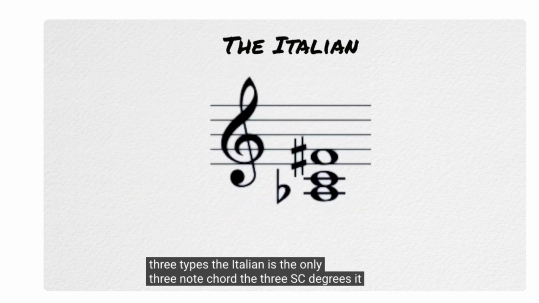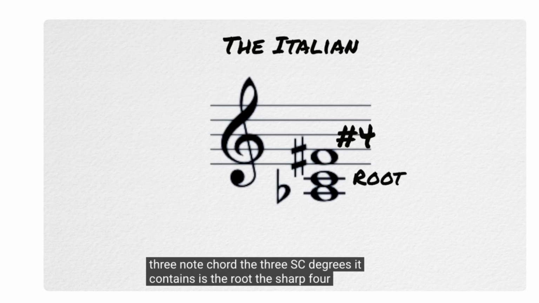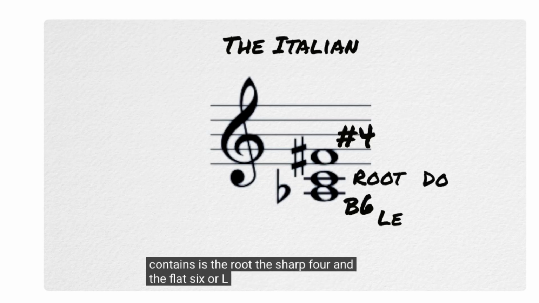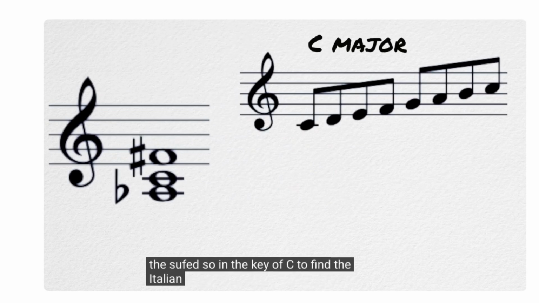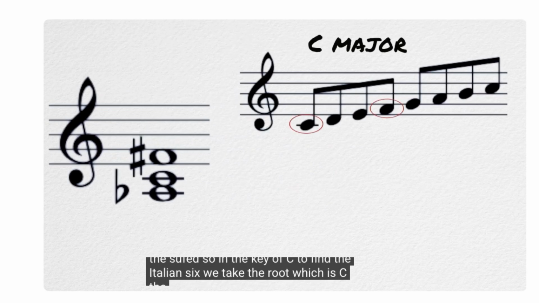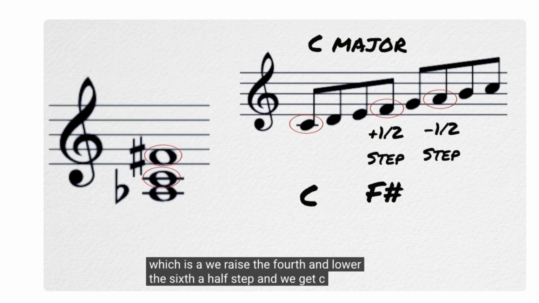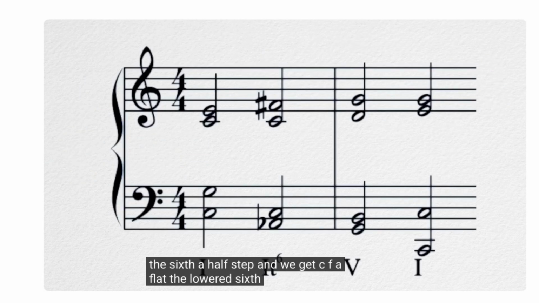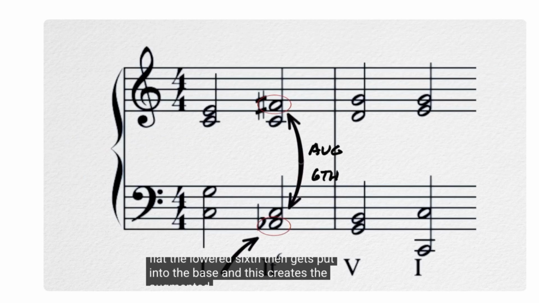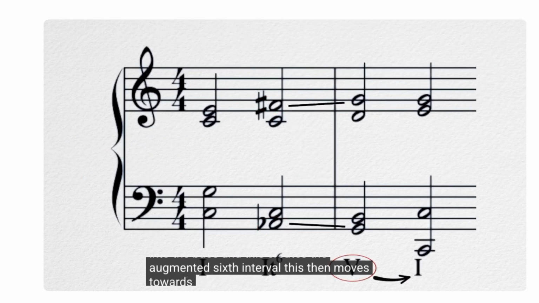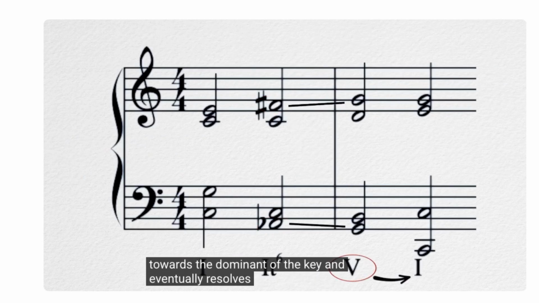The three scale degrees it contains are the root, the sharp 4, and the flat 6, or la, do, fi, if you prefer the solfege. So in the key of C, to find the Italian sixth, we take the root, which is C, the fourth, which is F, and the sixth, which is A. We raise the fourth and lower the sixth a half step, and we get C, F sharp, A flat. The lowered sixth then gets put into the bass, and this creates the augmented sixth interval. This then moves towards the dominant of the key and eventually resolves back to the tonic.